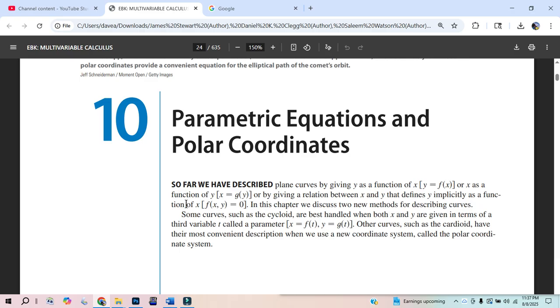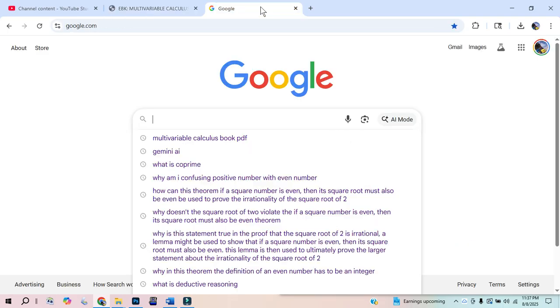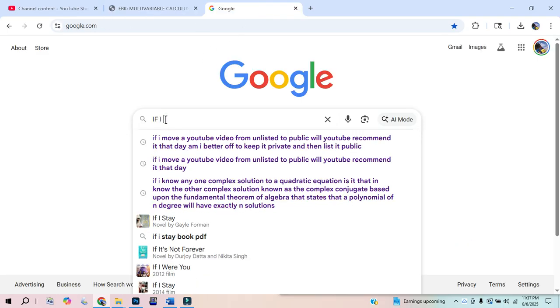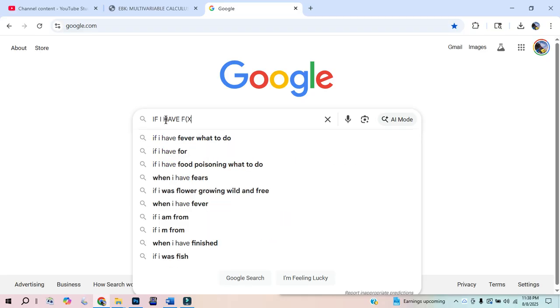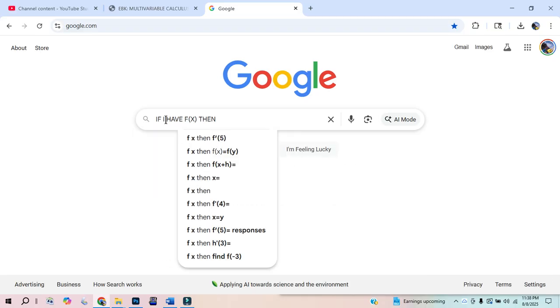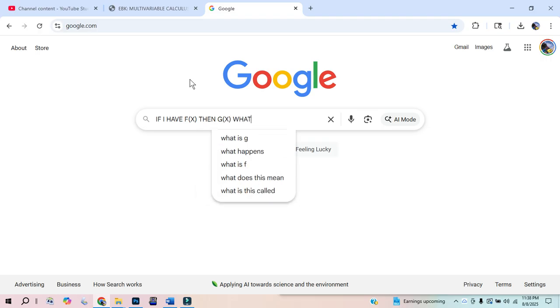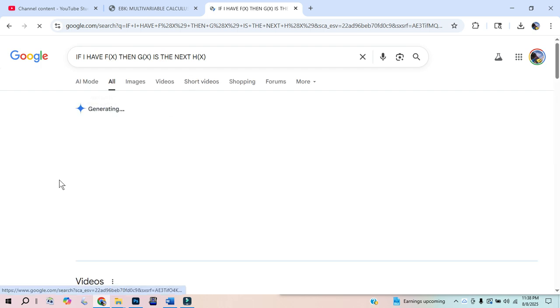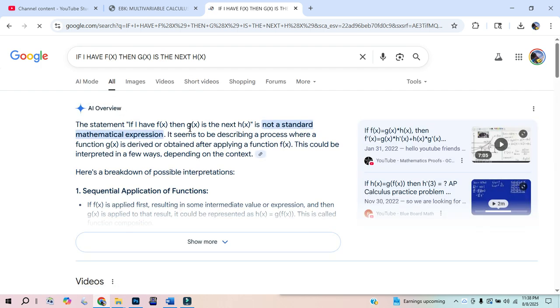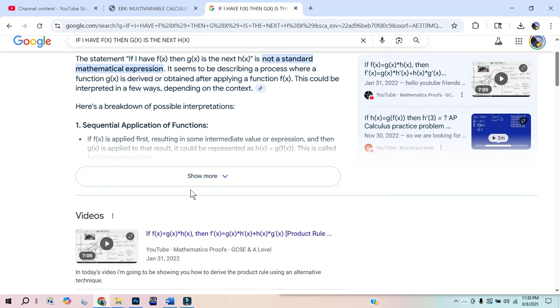Hell yeah, and just the other day I read this first little paragraph, and I said, if I have f of x, then g of x is the next one, h of x. I just wanted to know, and Google AI says this statement, if f of x then g of x is the next one h of x, is not a standard mathematical expression. Oh, see, I didn't really like that.